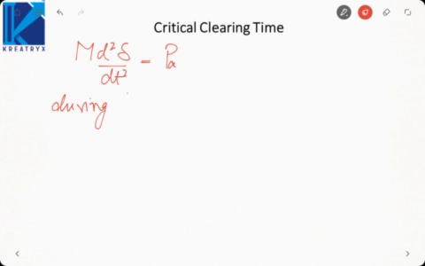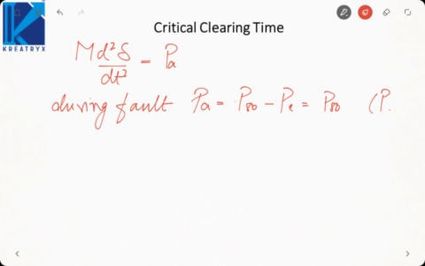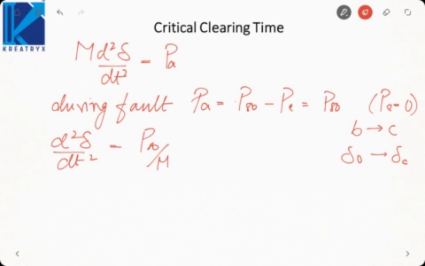Now swing equation can be written as M d square delta by dt square is accelerating power. Now during the fault, what happens is, accelerating power, which is equal to Ps naught minus Pe, will be equal to Ps naught, because Pe is 0 during the fault. During the fault, that means from point B to C or from point delta naught to delta C, Pa will be equal to Ps naught. So d square delta by dt square will be equal to Ps naught by M, which is a constant. If we integrate both sides, what we will get is d delta by dt is Ps naught by M into t.